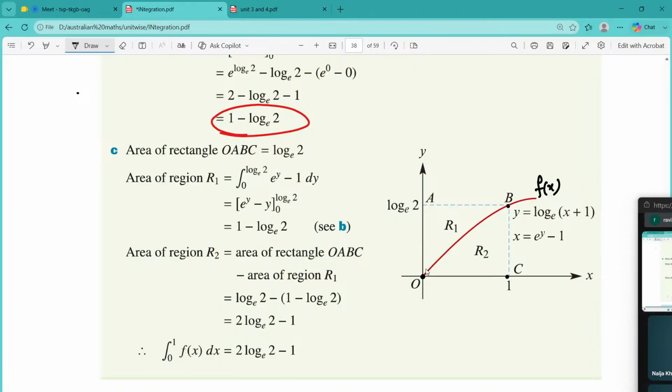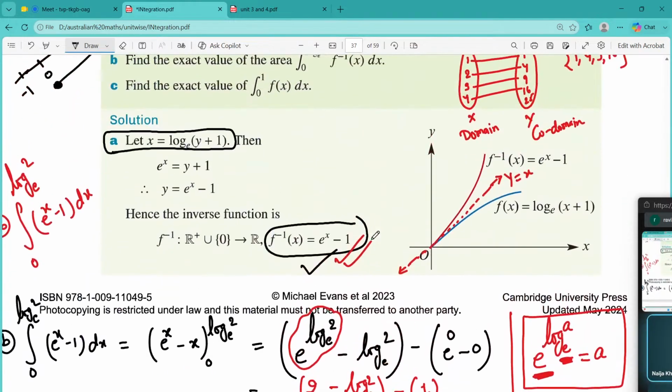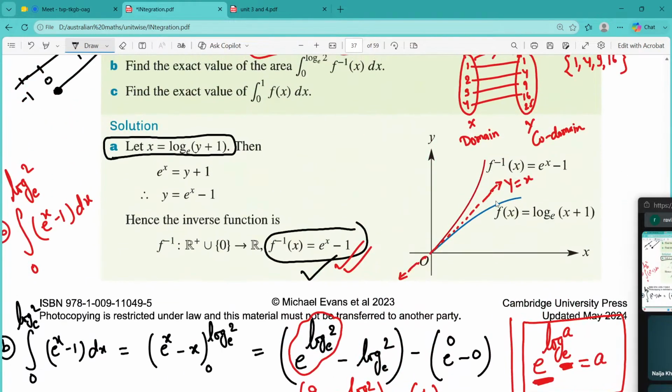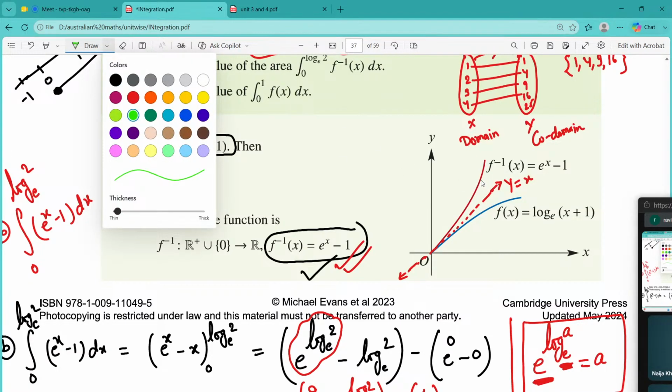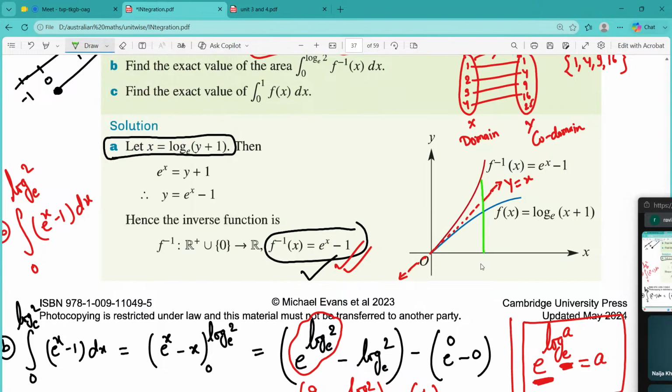And we have this inverse function of this one. Suppose for x equals to 1, if I plot x equals to 1 here, for this we are getting something here, and similarly for f inverse x, you will get something here. So we are interested in this area only, right?